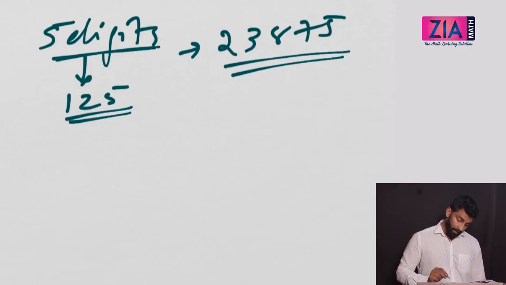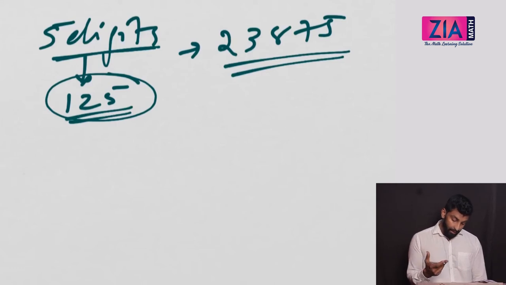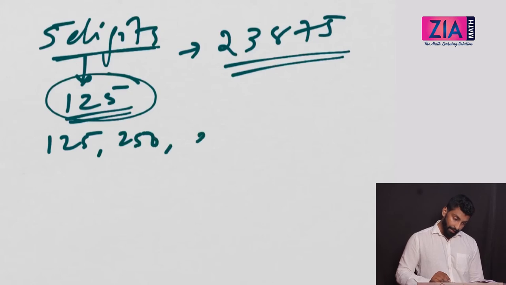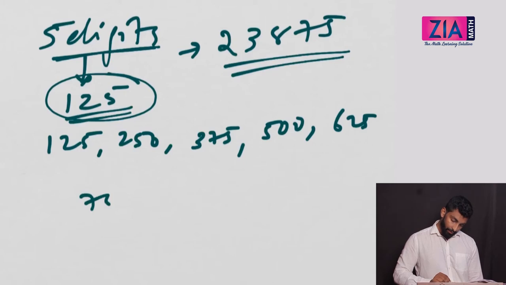How will you approach it? First of all, you need to know the divisibility rule of 125. Basically, a 5-digit number is divisible by 125 if the last 3 digits are divisible by 125. So if that is the case, let's see what the possible last 3 digits are: 125, then 250, then 375, 500, 625, 750, 875, then 1000.